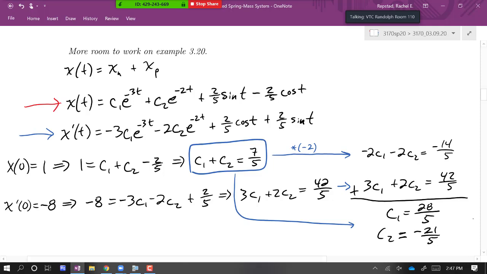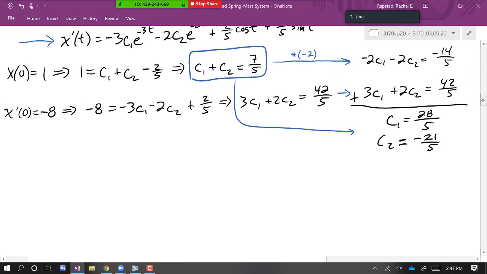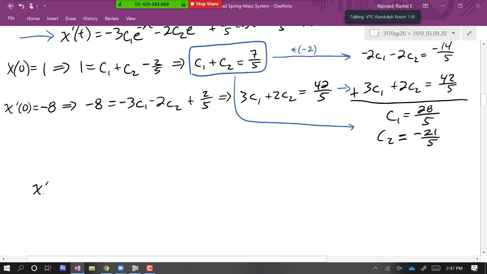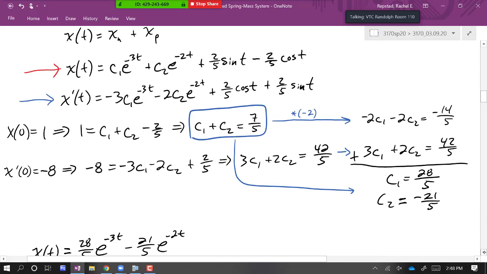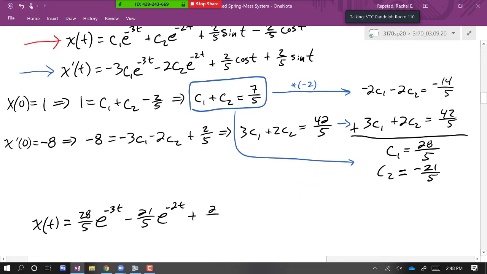Okay. So let's put it all together. Our position function or displacement function is 28/5 e to the minus 3t minus 21/5 e to the minus 2t, and then plus 2/5 sine t minus 2/5 cosine t.